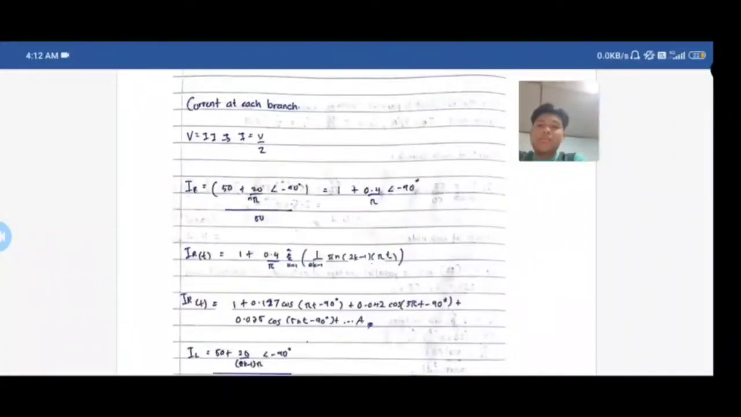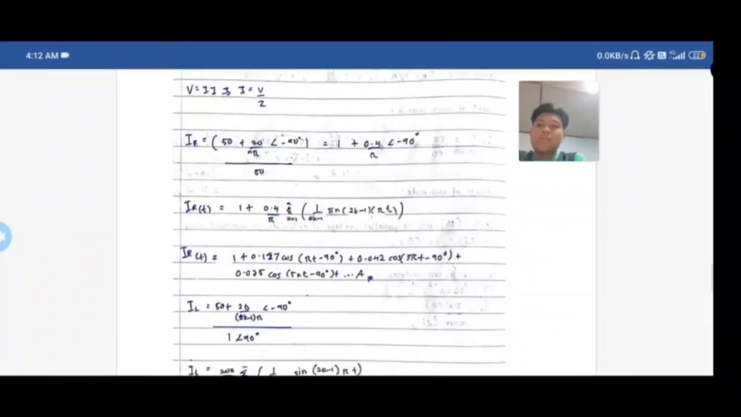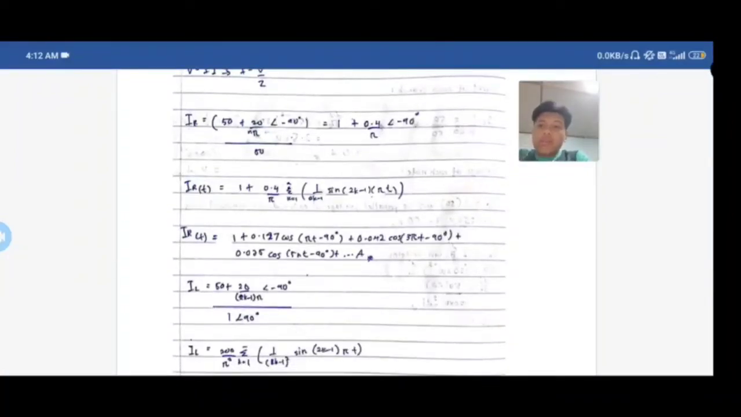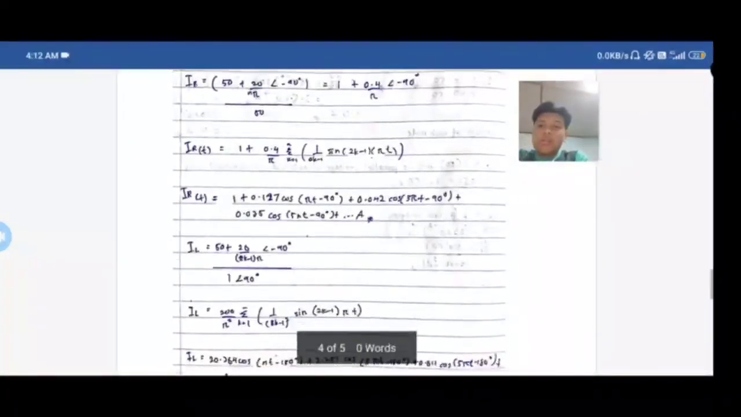So I equal to V over Z to find the current. For the first current, at the resistor, the equation is 50 plus 20 over n pi, where n is 2k minus 1. After you plug in the value in this formula, we'll get the answer: 1 plus 0.127 cos n t minus 90 degree, and the sequence until it reaches its limit.